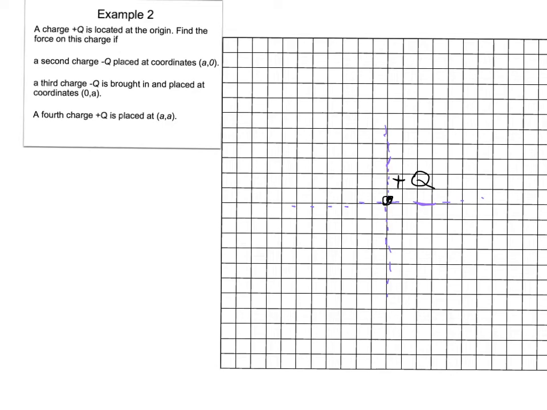Now I'm just going to make up a distance for a, and that may actually make this too simple, but I think it'll also help you. So I'm just going to say a is 4 blocks. Okay, so a, 0 would be 1, 2, 3, 4. So that's at point a, 0, and we place a charge negative q there.